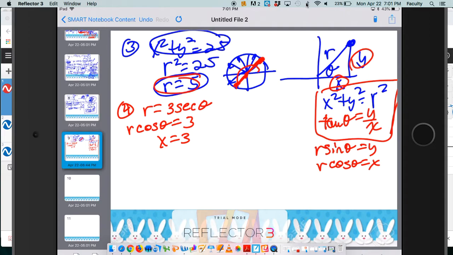And if I went and typed this into Desmos, you can try it. You would actually see in Desmos in polar coordinates, as you turn theta and go r, turn theta and go r, turn theta and go r, you'll get the line x equals 3. It's really cool. All right, number 4.